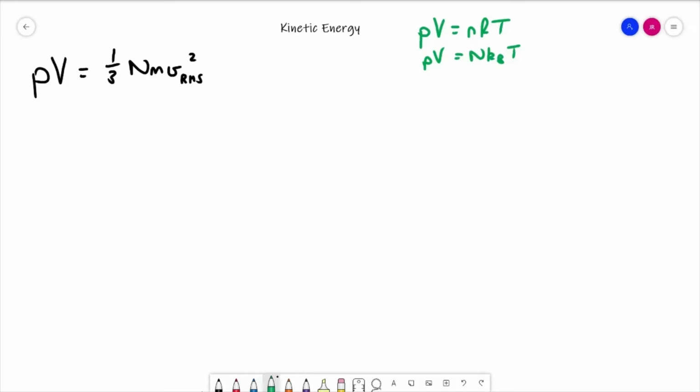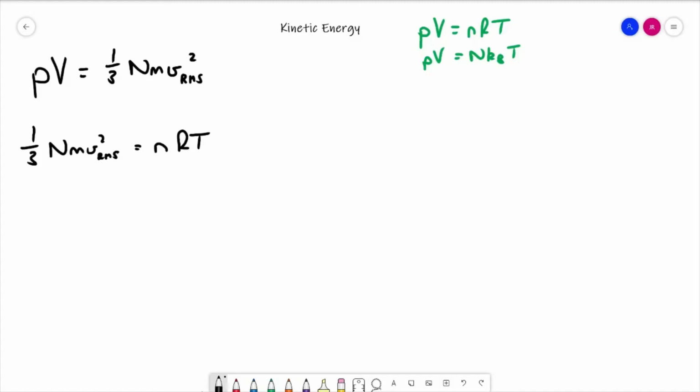I'm going to do it the more awkward way, just to really take an opportunity to remind you how all of the constants work together. And then obviously I'll show you the easy way anyway. So here we go, let's do it the more difficult way first. So NMV RMS squared is equal to nRT.